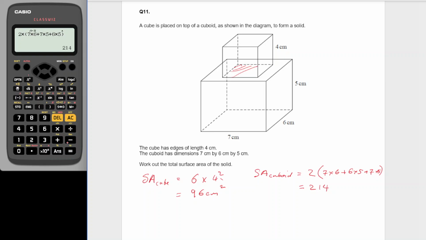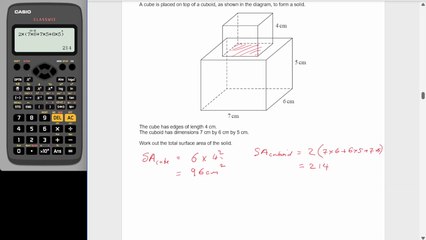this is not counted in the surface area, so we're going to have to take away that from both of the shapes. So that's going to be 96 plus 214 minus 2 lots of 4 by 4. So 96 plus 214 minus 2 times 16, so 278.